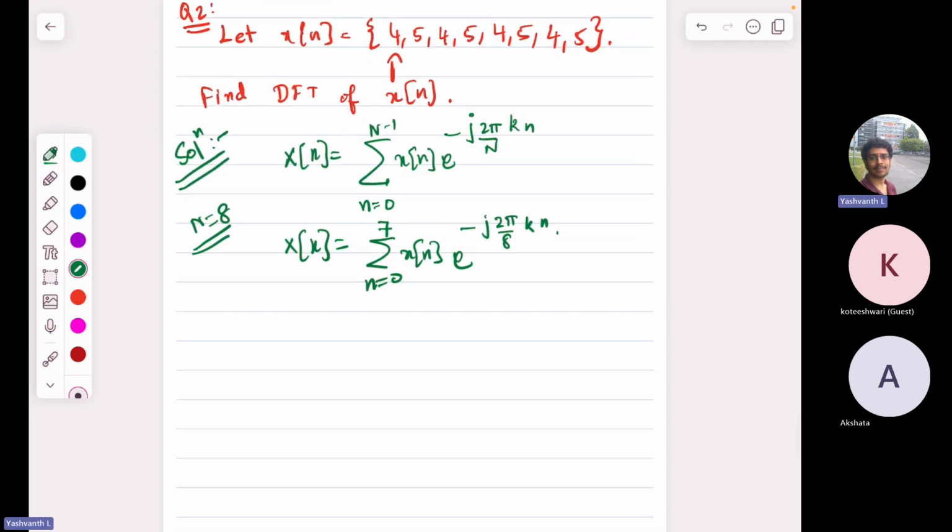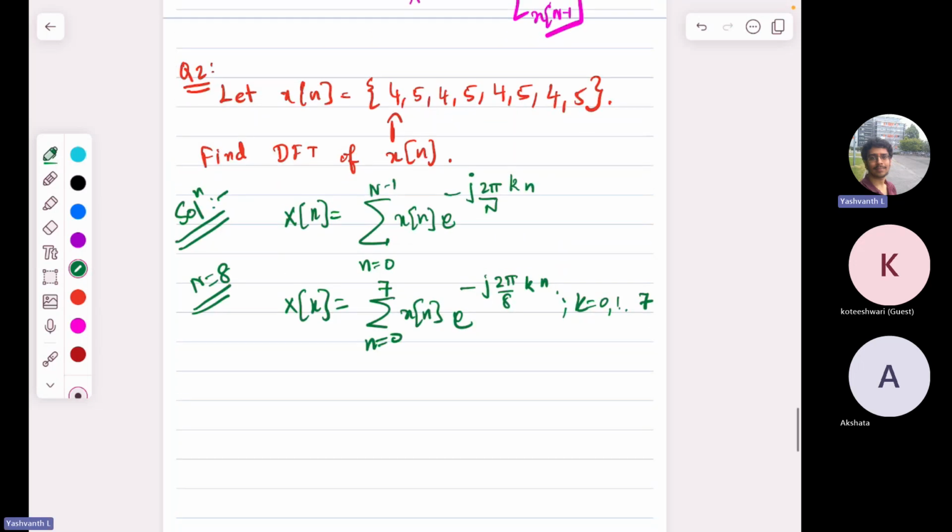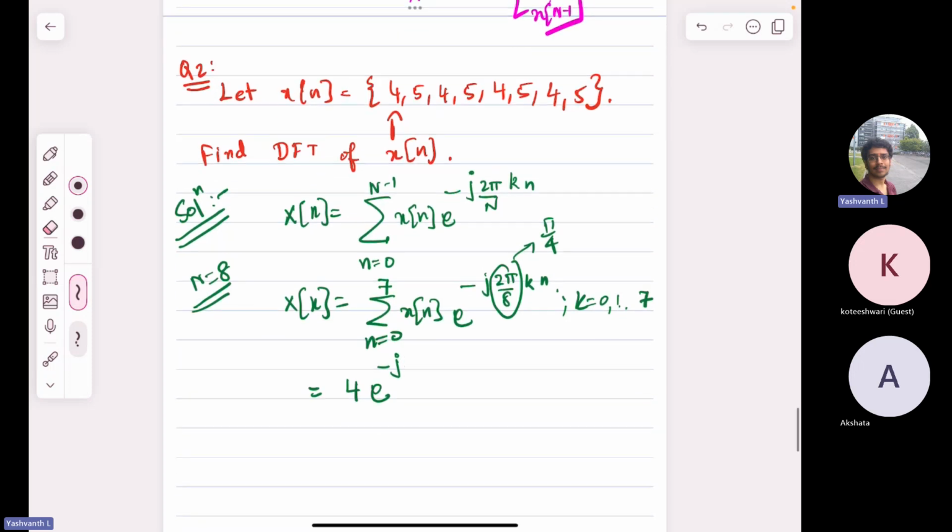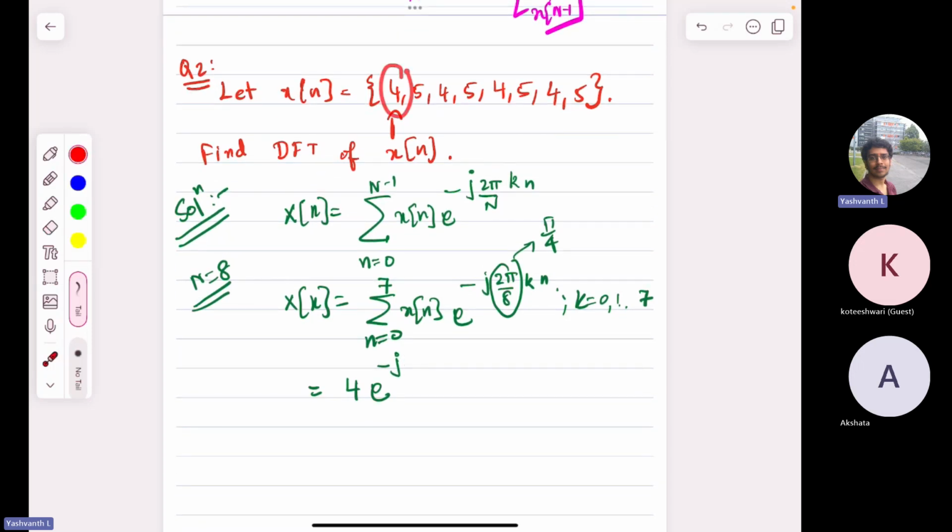And k ranges from 0 to 7, since N minus 1 is 7. So now just substitute the values. How many 4s do you have? 1, 2, 3, 4. Let's do it one by one. 4 into e power, and 2 pi by 8 is nothing but pi by 4. So this is for k equal to 0. You have x of n equal to 4, and this exponential becomes 1 because e power 0 is 1. So it's just 4.